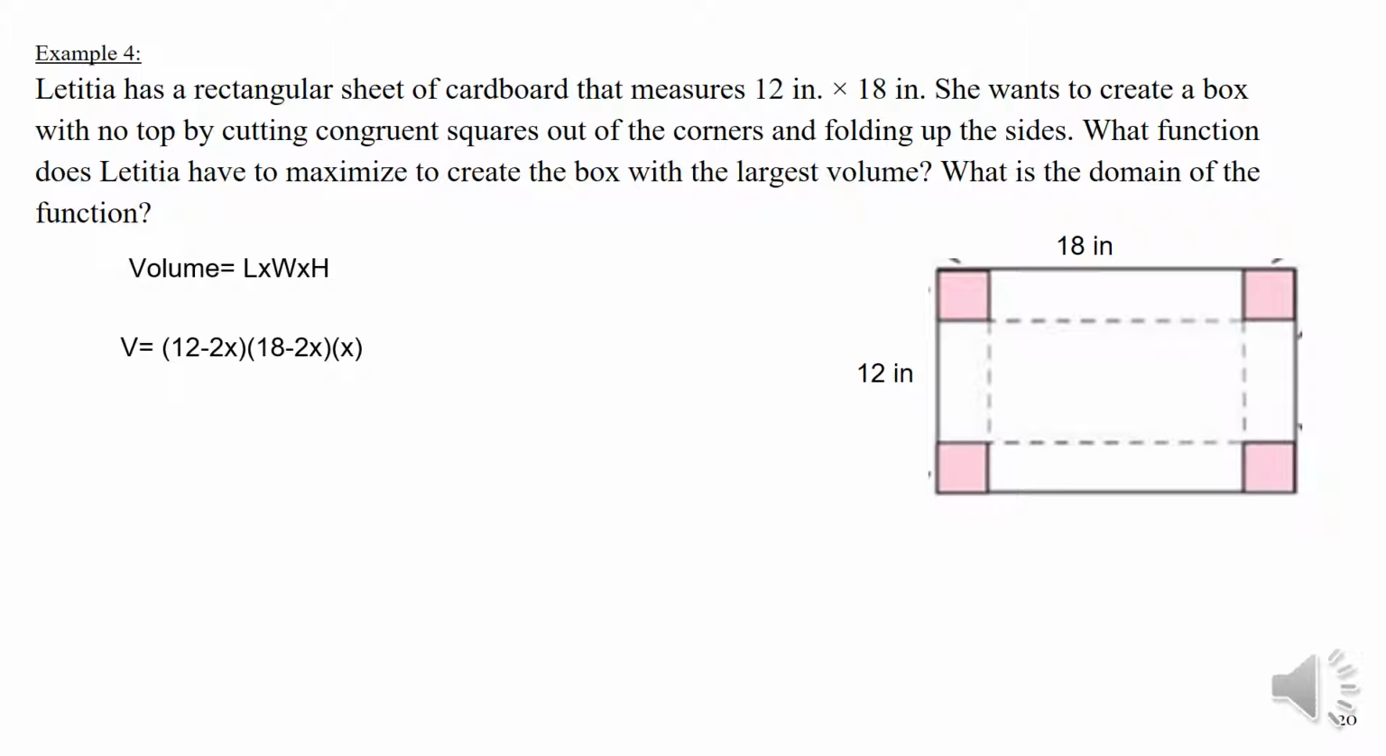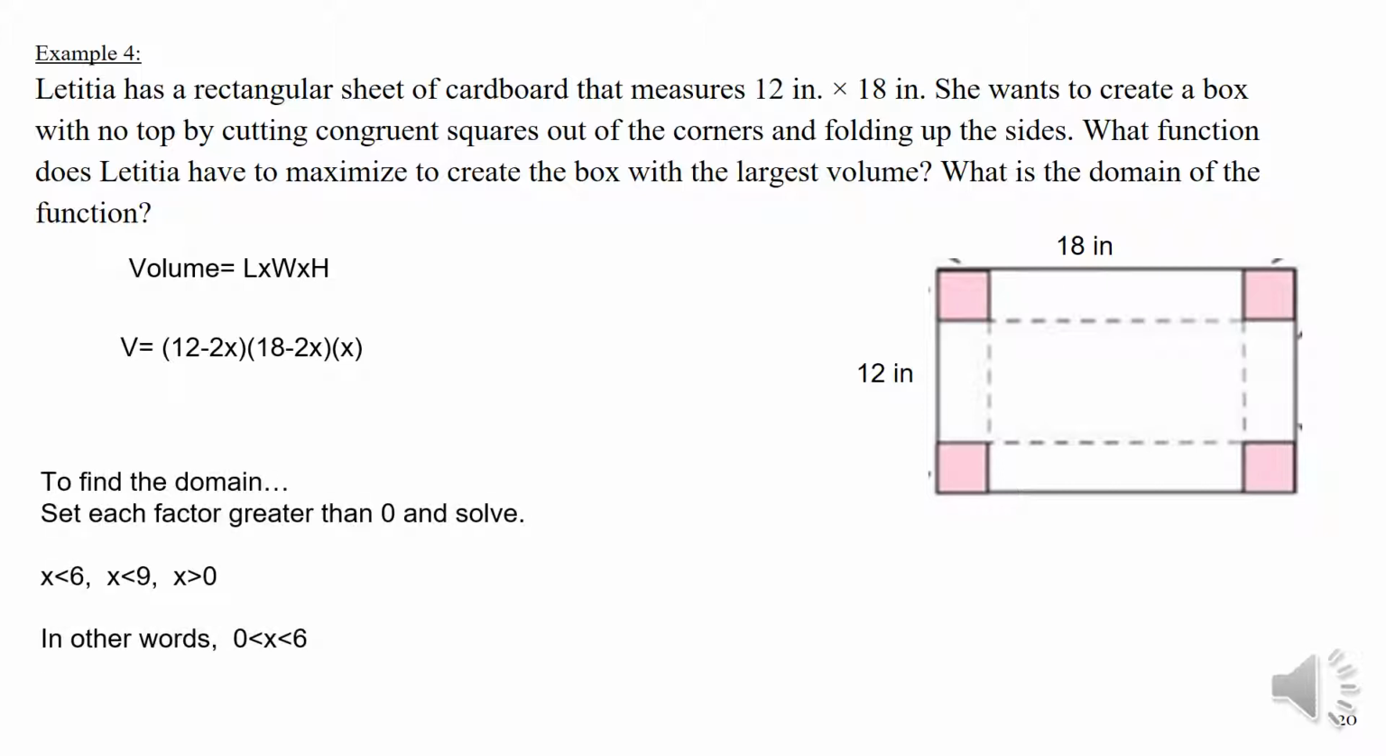And then to find our domain, we would need to set each piece greater than 0 and solve. So 12 minus 2x is bigger than 0 as long as x is smaller than 6. Once x is bigger than 6, for example 7, you would get 12 minus 2 times 7, and that's not bigger than 0. So we just have to have x smaller than 6. For the middle equation, our x would have to be smaller than 9. And for the last one, x just has to be bigger than 0.